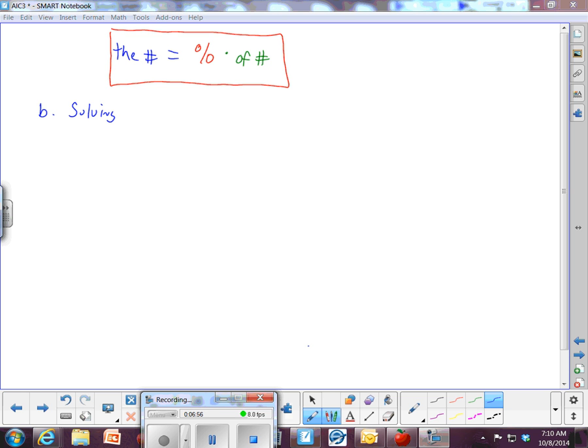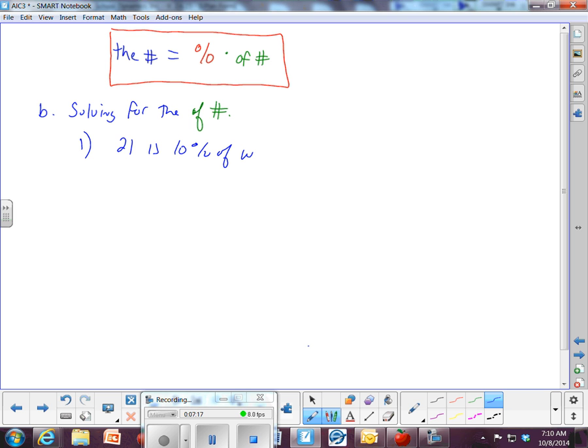All right, so B is solving for the of number. How will problems like this look? Maybe something like this: 21 is 10% of what number? Now, I just talked about this a minute ago, but again, let's learn the concepts on easy problems so we can do hard problems.